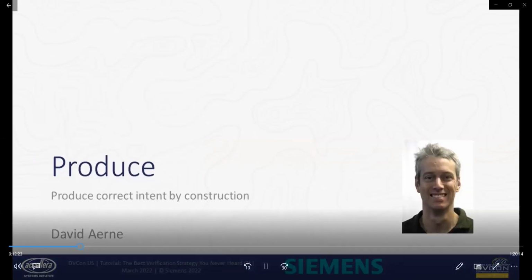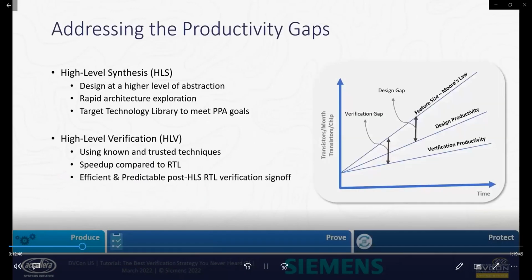Thank you, Harry, for getting us started and for describing the 3 pillars of a design plus intent methodology as a prescription for addressing the productivity gaps. Hello, everyone. My name is David Aerne, a verification technologist with Siemens EDA. And in this section, we'll go into detail on how to address the productivity gaps, focusing on produce, the first of Harry's 3 pillars. In particular, we'll look at high-level synthesis, or HLS, and how it provides us with the ability to design at a higher level of abstraction.